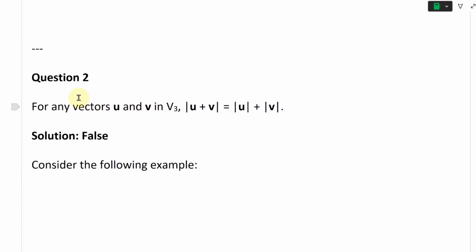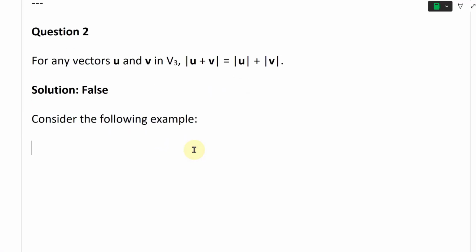Alright, so now let's jump right into question 2. For any vectors u and v in V3, this is basically the set of all vectors in 3D, with 3 components. We're given this right here, and we need to see if it is true or false. The length, or magnitude, of the vector u plus v is equal to the magnitudes of u and v added separately. Well, this is false, and I'll show you why.